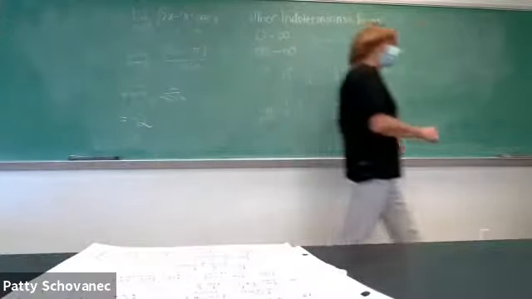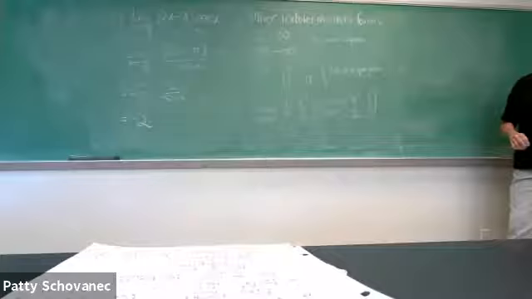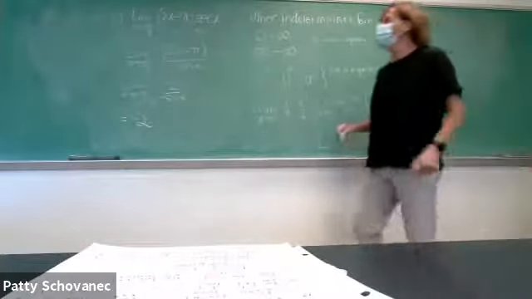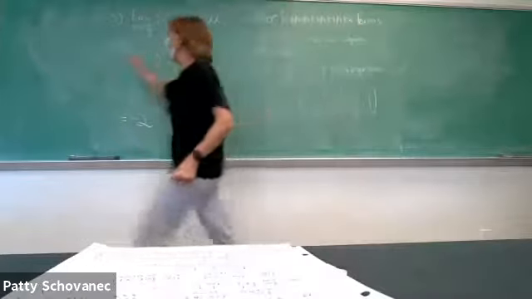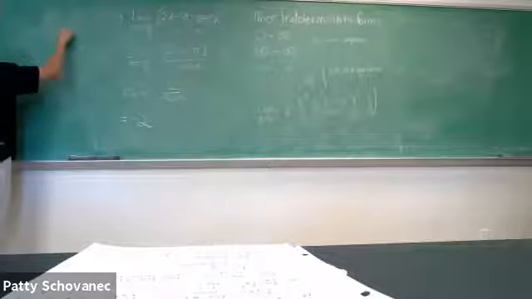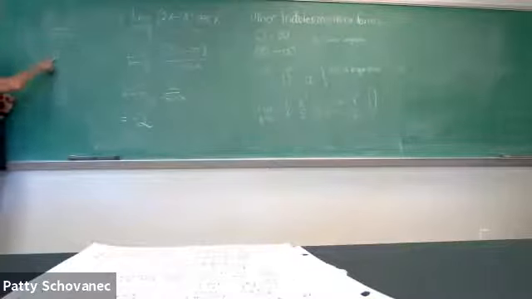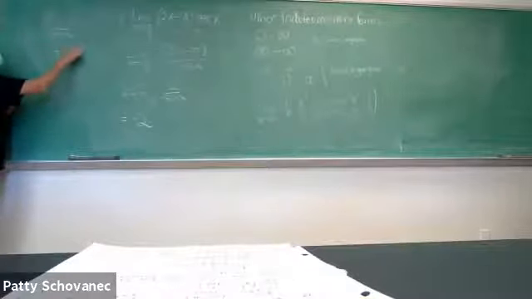Question. Yes. How come the secant of pi halves is infinity? Because secant is one over cosine, and the cosine of pi halves is zero. Right, so if I take one and divide it by something teeny, tiny, it gets really, really big.